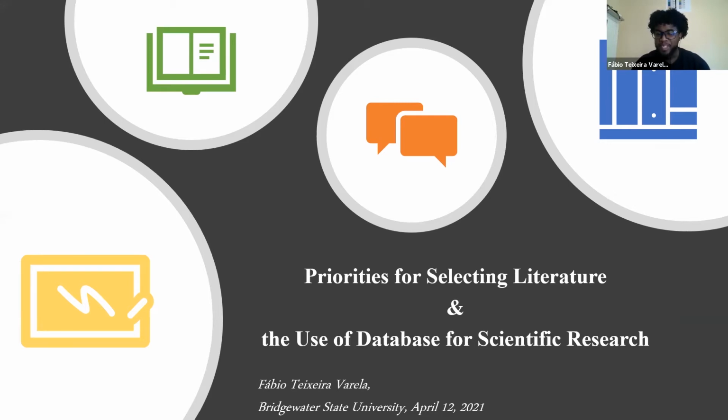Today I'm here to present some aspects of conducting research. Basically, I'm going to be talking about priorities for selecting literature and also the use of databases for scientific research. First, I'm going to start by showing you some of the features that we use, and then I'll emphasize the importance of the English language in the process as well.